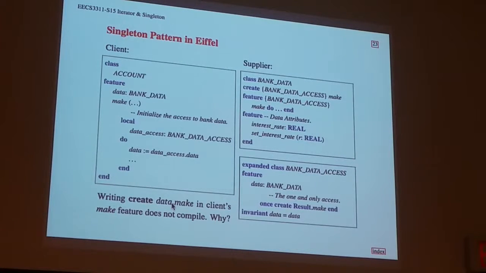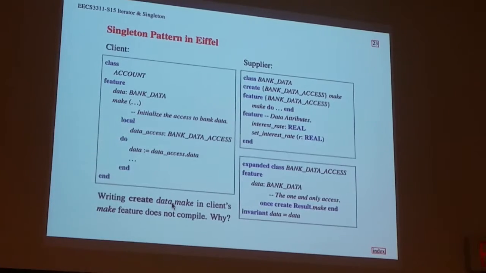So it means if in a class account, if I call the data make, it wouldn't compile. It's going to say that the feature here is not exported to this class. You can see that this feature here is only exported to bank data access. So the account is not included in the list.